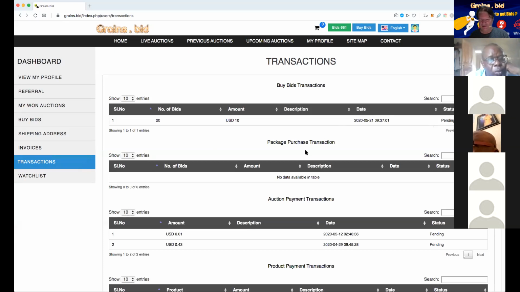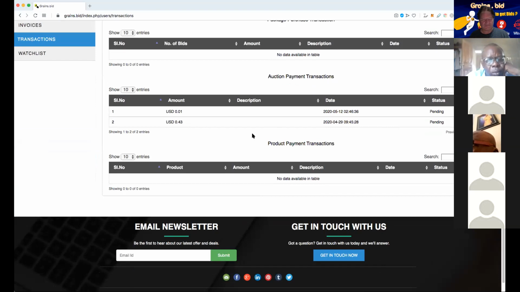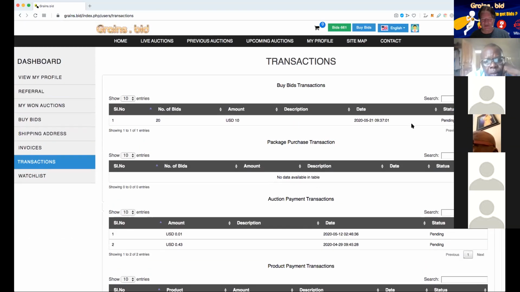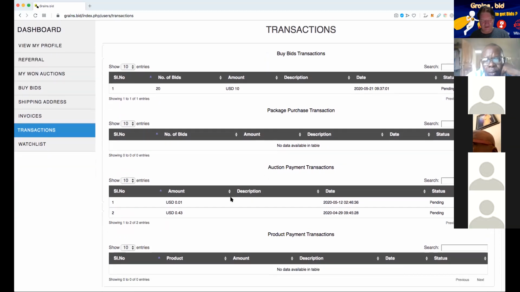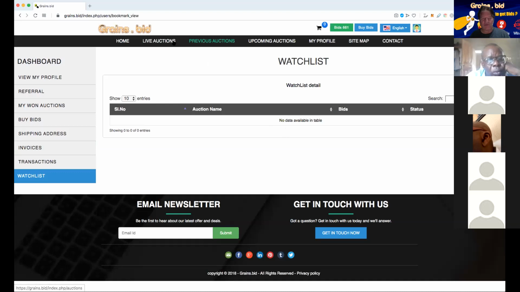And then here, this is a listing for transactions. Right now, the only one that's sitting here is, of course, the purchase of bids. And then this auction here for 1 cent for the 1 gold grain coin, and then one for 43 cents, I think also for a gold grain coin. Watch list would be just something that you're already bidding on.